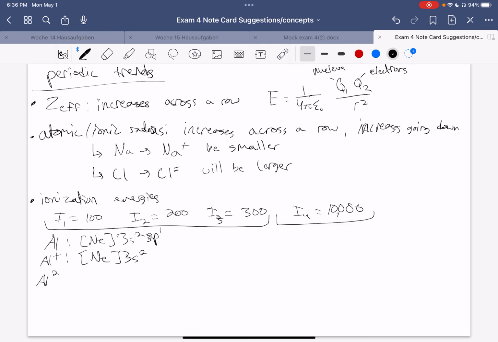And then Al2+ is going to be Ne 3s1, and then Al3+, which is the common ion for aluminum, is just going to be Ne, and then 3s0, or nothing, just to denote that.